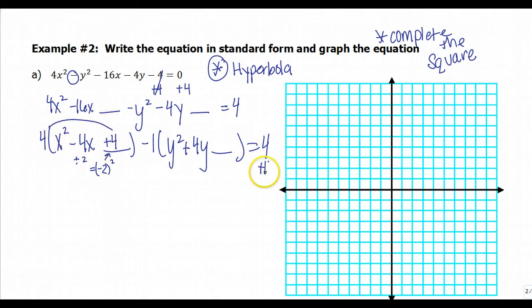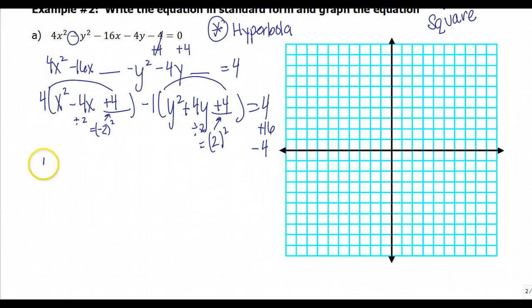And I really did 4 times 4, which is 16. So I got to add 16 to the other side. And then I divide my middle term by 2 to get positive 2 squared is positive 4. 4 times negative 1 is negative 4.